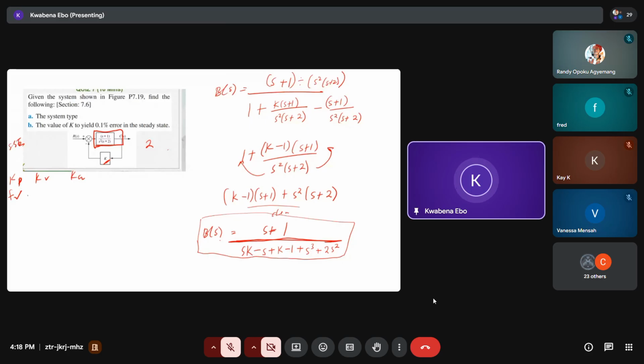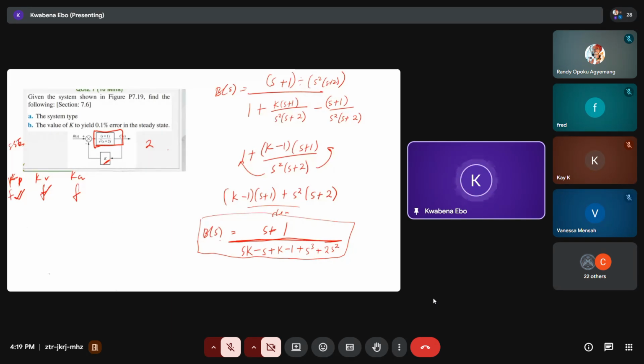I'm talking about Kp, Kv, and Ka. If it's a type 0 system, we get a finite value for Kp, and the rest will be either 0 or infinity. If it's a type 1 system, you get a finite value for Kv; type 2, you get a finite value for Ka, and the rest will be either 0 or infinity. So that's how you find your system type here.